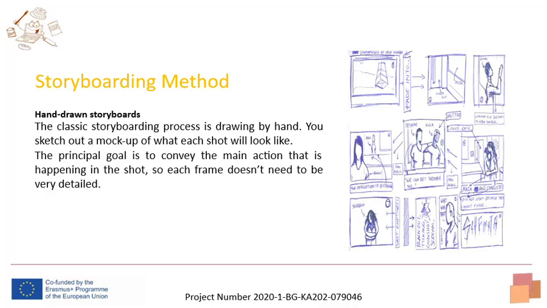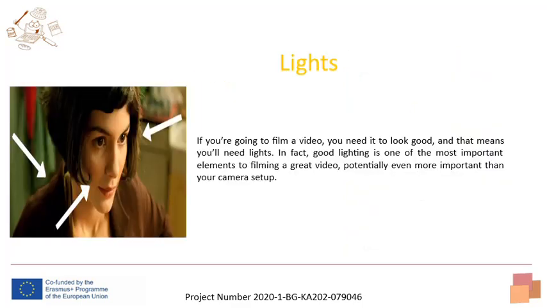Lights. If you are going to film a video, you need it to look good, and that means you'll need lights. In fact, good lighting is one of the most important elements to filming a great video, potentially even more important than your camera setup.